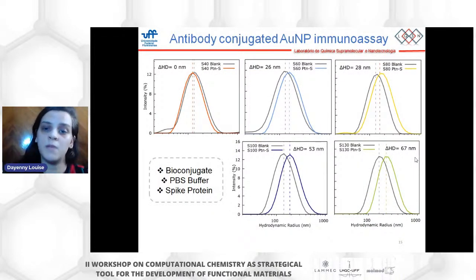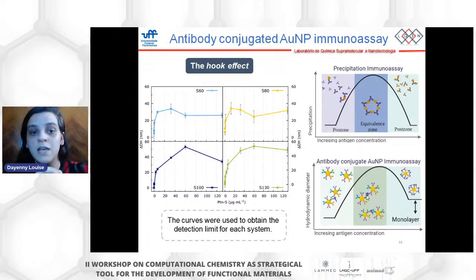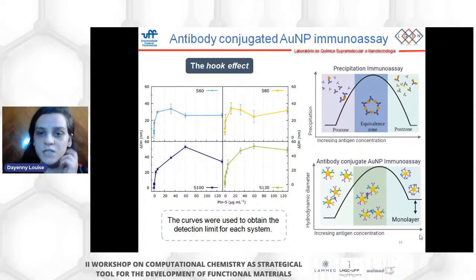So the same immunoassay here was repeated, but changing the spike protein concentration, so we could determine the detection limit for each of the systems, and all of them presented what we call the hook effect. What happens is that when we increase the antigen concentration, this also increases the hydrodynamic diameters until we reach a maximum point where all the binding sites are occupied. So it's like we form a monolayer over the gold nanoparticles, and this prevents further aggregation. After the formation of the monolayer, the hydrodynamic diameters decrease at high concentration of the antigen.